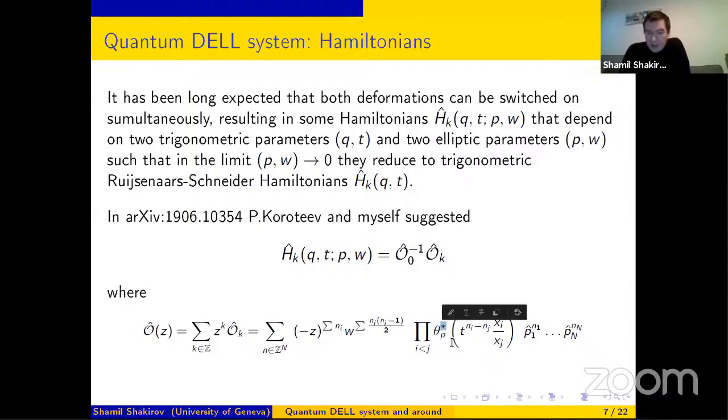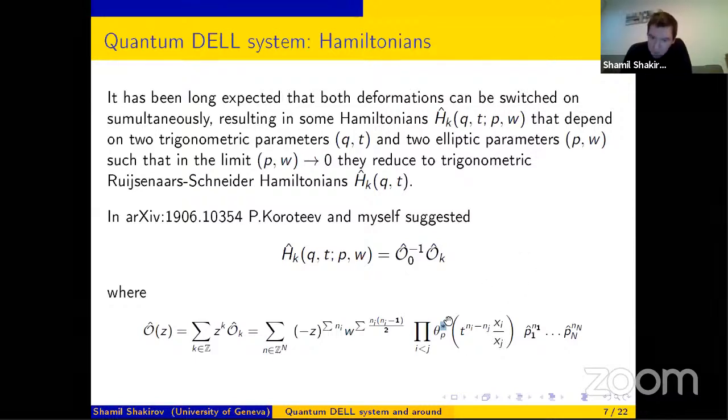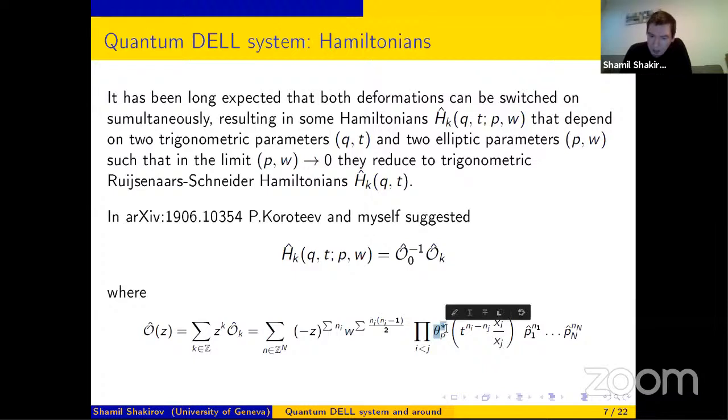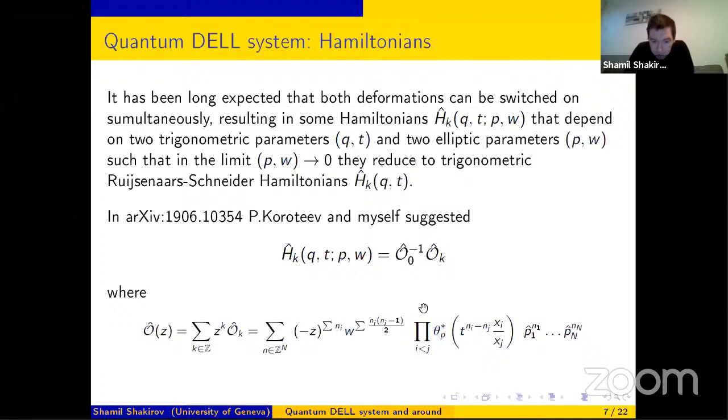The star in the definition of the theta function is exactly what I was talking about on the previous slide, that it's extra x to the minus a half. So that theta function star is an odd version of the Jacobi theta function. So this defines the operator O completely.